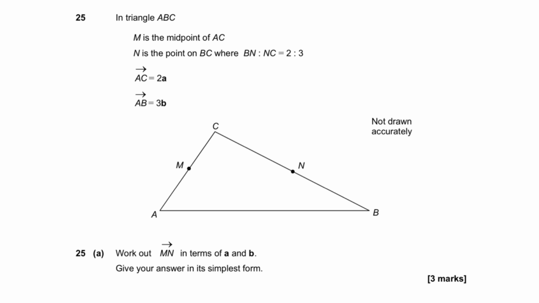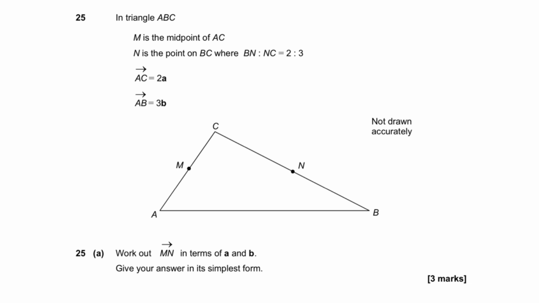For example, in the triangle ABC, M is the midpoint of AC. N is the point on BC, where BN and NC have a ratio of 2 to 3. AC is equal to 2a and AB is equal to 3b. Work out the vector MN in terms of a and b. Give your answer in its simplest form.